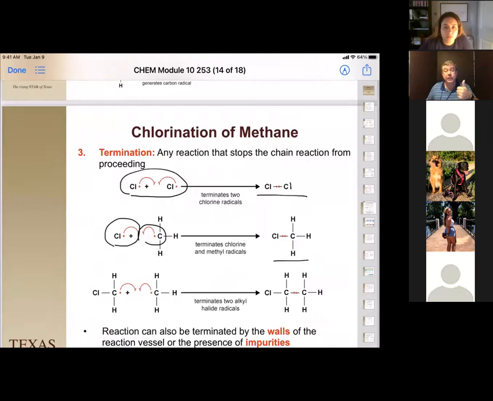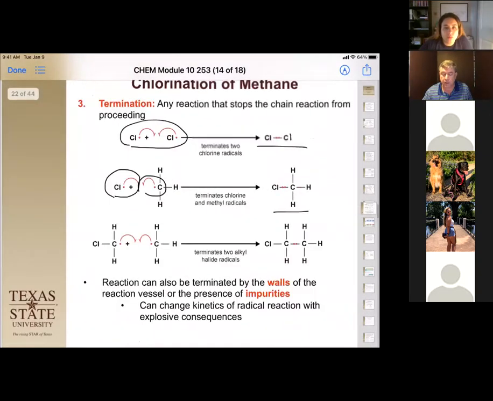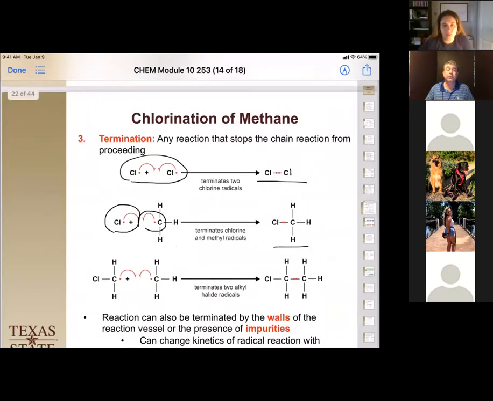Initiation, the generation of your first radical. We can do it with a peroxide, or in this case, we did it with light. Propagation step, you take a radical and make a different radical, and you keep doing that. Termination, 2 radicals together to form a neutral compound. All right, questions on the 3 steps of radical reactions? Okay, got 10 minutes left. Let's power through here.